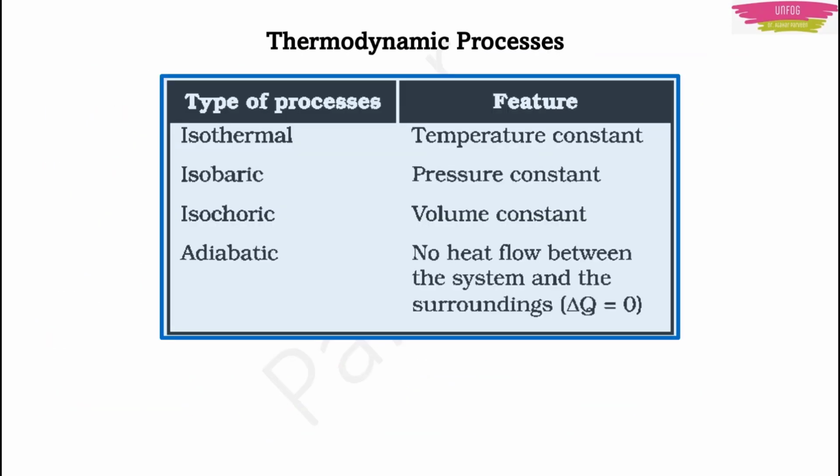Now let's look at a quick summary. The four important types of processes are isothermal, isobaric, isochoric and adiabatic. In isothermal, the temperature of the system is constant. In isobaric, pressure is constant. In isochoric, volume is constant. And in adiabatic, heat will be constant, that is, no heat flow between the system and the surroundings. There is no change in heat energy. Delta Q will be equal to 0.